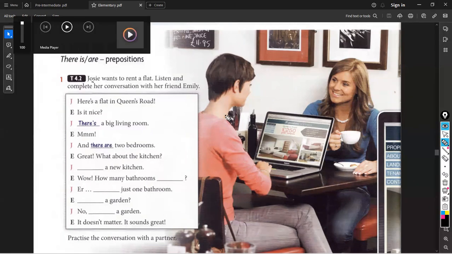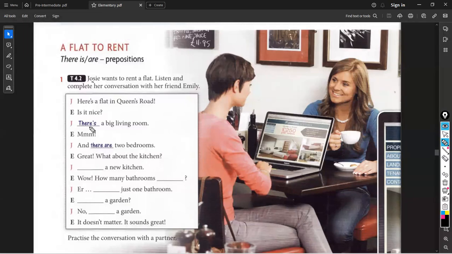Great. So notice, guys, the first two examples are solved. There is a big living room, of course, because it is singular. And there are two bedrooms because it is plural. So let's complete listening and solve the rest of the exercises.